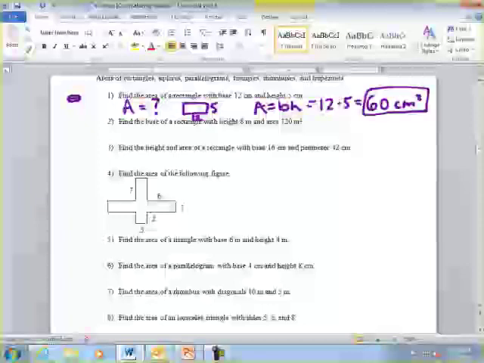The second question says find the base of a rectangle again with a height of 8. And this time I know the area is 120. So using that same formula from the last question, we can plug in what we know. We know that area, or A, is 120. We do not know B, but we know H is 8. So how would I solve for B? Divide by 8. And 120 divided by 8 would give us 15. And then what kind of a unit will we have there?